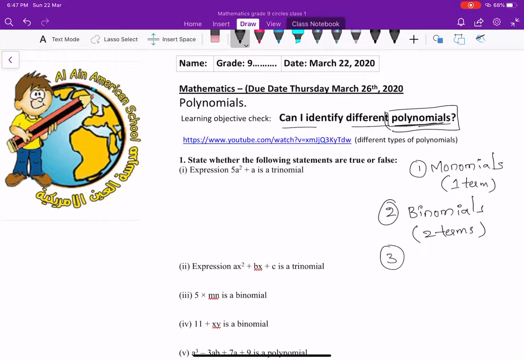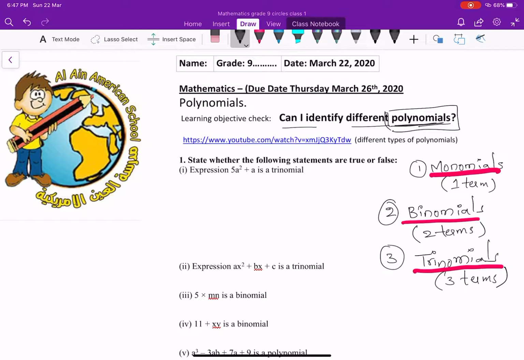Now trinomials, a polynomial in which you have three terms, and beyond that you just call it a polynomial. But specifically when it comes to one term, you call it a monomial. When it comes to having two terms in a polynomial, it's called a binomial, and when there are three terms in a polynomial, it's called a trinomial. We need to mark these words, which are the keywords for us, right?